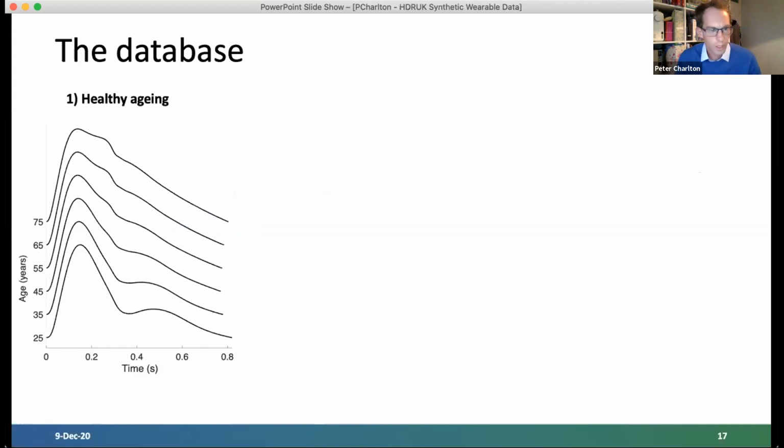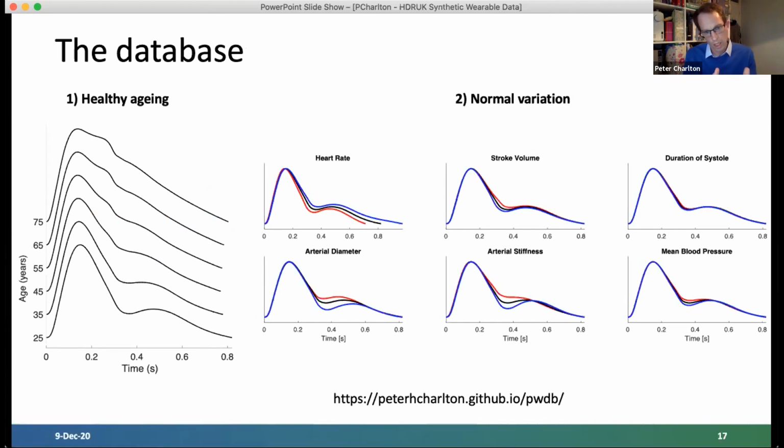So the database, here we have PPG pulse waves for the baseline subjects of 25 to 75 years old in 10-year intervals. We created the database, both exhibiting changes in healthy aging on the left and also normal variation in cardiovascular properties on the right. The database is publicly available at the link below, as is the code used to analyze it.